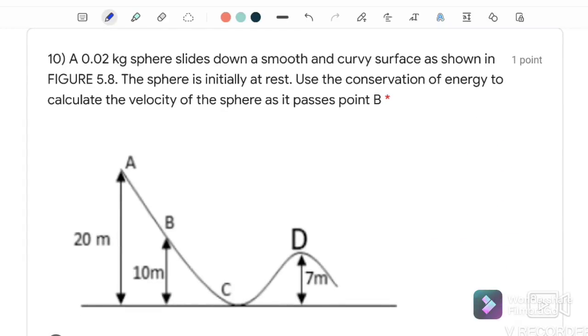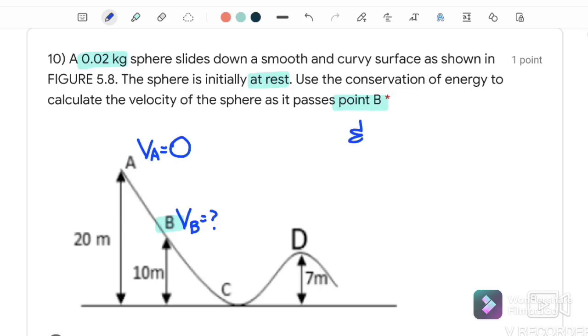Question number 10. A 0.02 kg sphere slides down a smooth and curvy surface. The sphere is initially at rest. Use the conservation of energy to calculate the velocity of the sphere as it passes point B. So we want to find the velocity when it reaches point B. The question mentioned initially our V at point A is equal to 0.